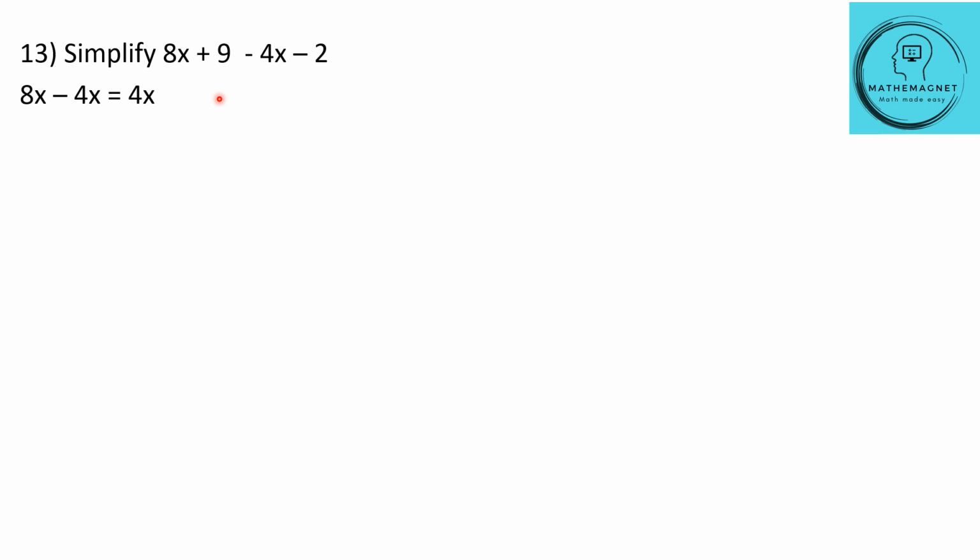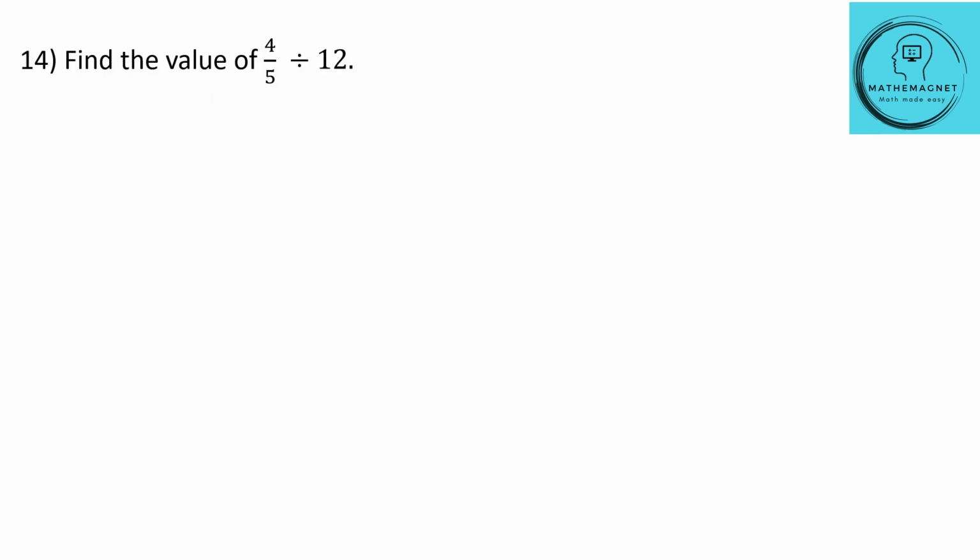Now similarly we will go to the constants, that is plus 9 minus 2. We will do the subtraction operation and take the symbol of the larger number, which is 9. So 9 minus 2 is 7, becomes plus 7. So it is 4x plus 7.